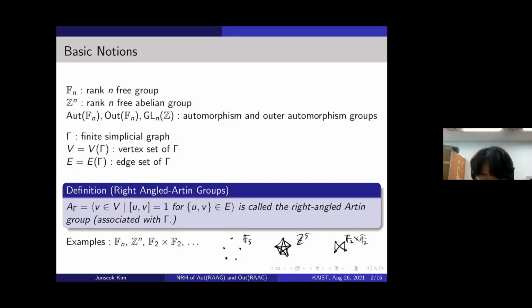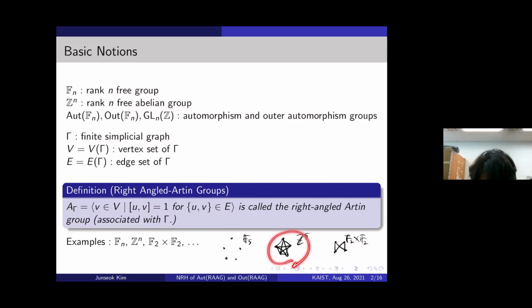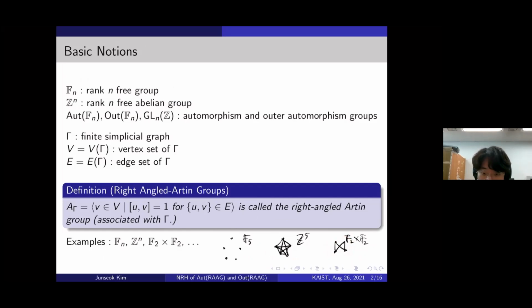A_Gamma is the group generated by the vertices in V, and the relations are given by the edge connections in the graph. The group made this way is called the right-angled Artin group associated with Gamma. If the associated graph is discrete, like this, with 5 vertices, then we obtain the free group of rank 5. And if the graph is complete, then we get a free abelian group, and F_2 cross F_2 is also the right-angled Artin group associated with the graph given like this. These are some easy examples of right-angled Artin groups.